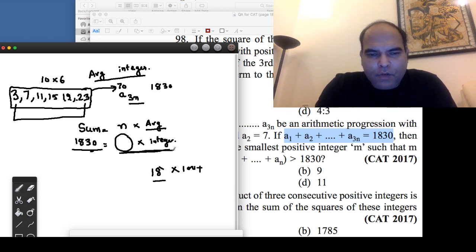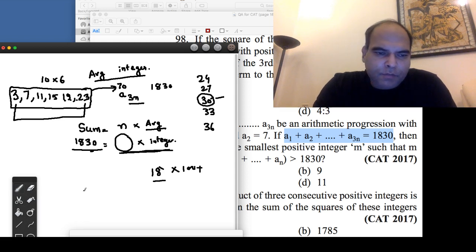And once I know it's integer into integer, and I'm thinking of 3n in the right range, 24, 27, 30, the first number that flashes with you will be 30, because you can see that it divides 1830. So if you can see that 30 divides 1830 there, then this problem becomes much easier.